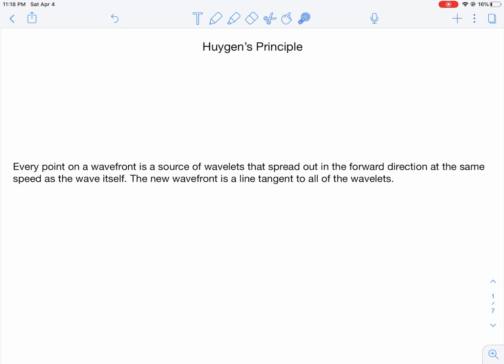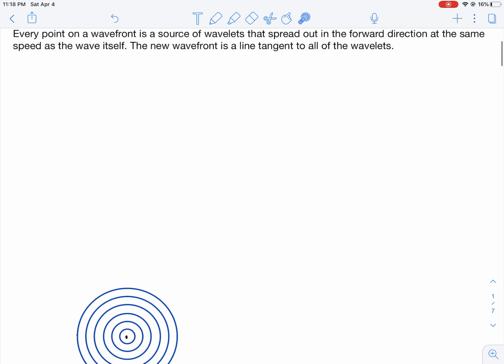So Huygens' principle states that every point on a wavefront is a source of wavelets that spread out in the forward direction at the same speed as the wave itself. The new wavefront is a line tangent to all of the wavelets. Now this might seem complicated at first, but hopefully through today's discussion, I'll be able to help you understand what exactly this means. So let's start out with what a wavefront and what a wavelet is.